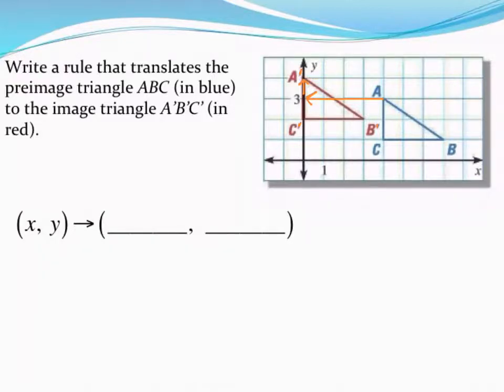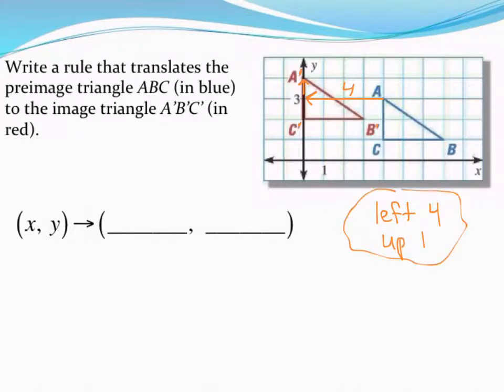So actually, let me go ahead and count these spaces. I've got 1, 2, 3, 4 spaces to the left. And I'm going to just make a note of that down here. So I've moved to the left 4. And then also to end up where I want to end up at the prime location, I also have to move up 1. Well, that's a great rule. I mean, that is the rule.